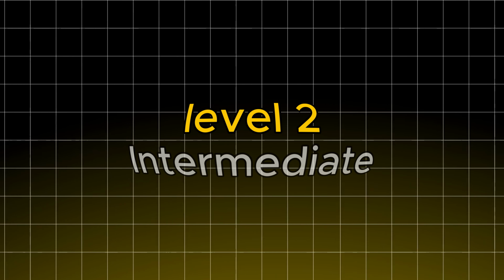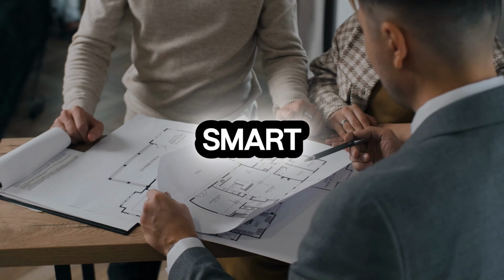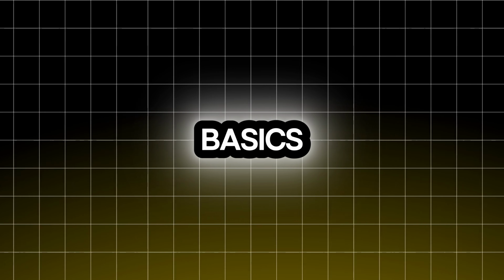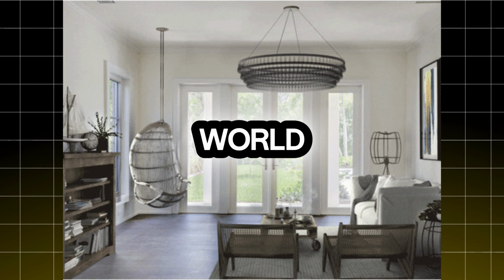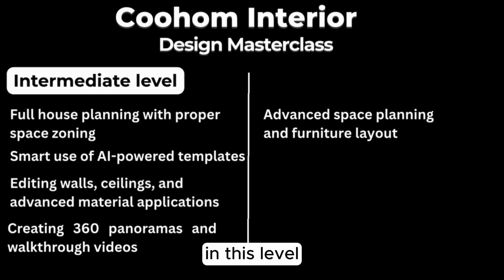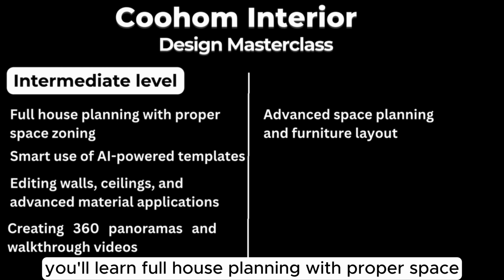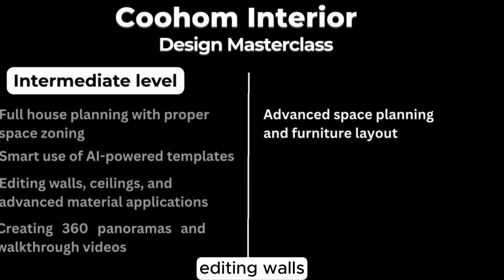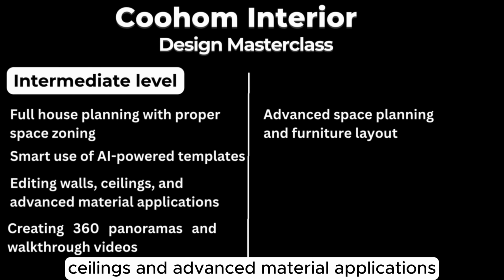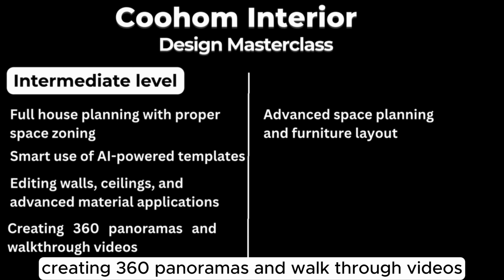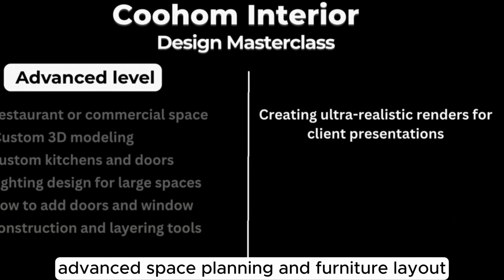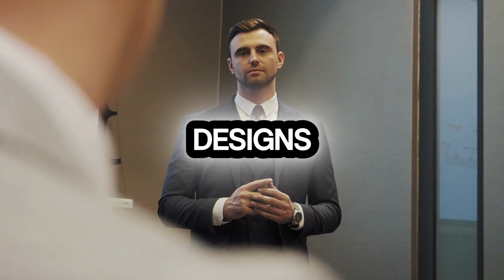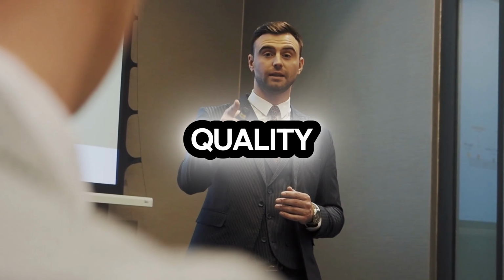Level 2, Intermediate, full home planning and smart tools. Once you've mastered the basics, it's time to step into real-world design projects. In this level, you'll learn full house planning with proper space zoning, smart use of AI-powered templates, editing walls, ceilings, and advanced material applications, creating 360 panoramas and walkthrough videos, advanced space planning and furniture layout. This level prepares you to confidently take on entire residential designs and present them with professional quality visuals.